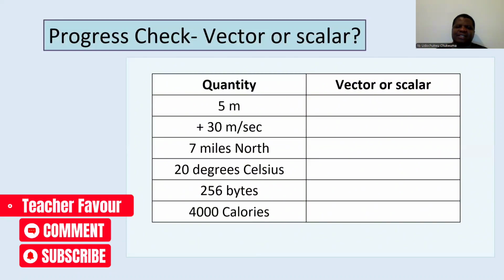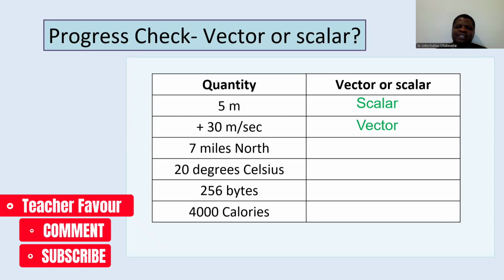Let's take a look at this. We're going to classify these quantities in terms of vector and scalar. First example, 5 meters. 5 is a numerical value. Meters is the unit. Therefore, it is a scalar quantity. Number 2, plus 30 meters per second. The plus sign there indicates the direction. Therefore, it is a vector quantity.